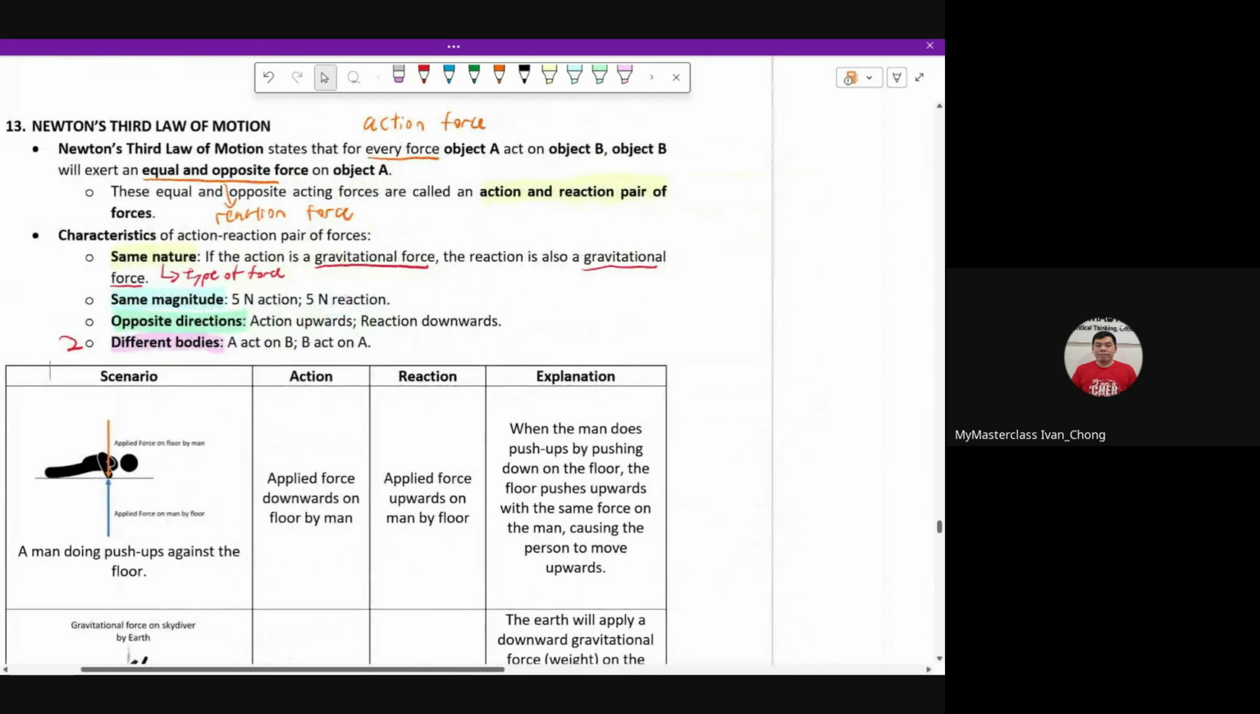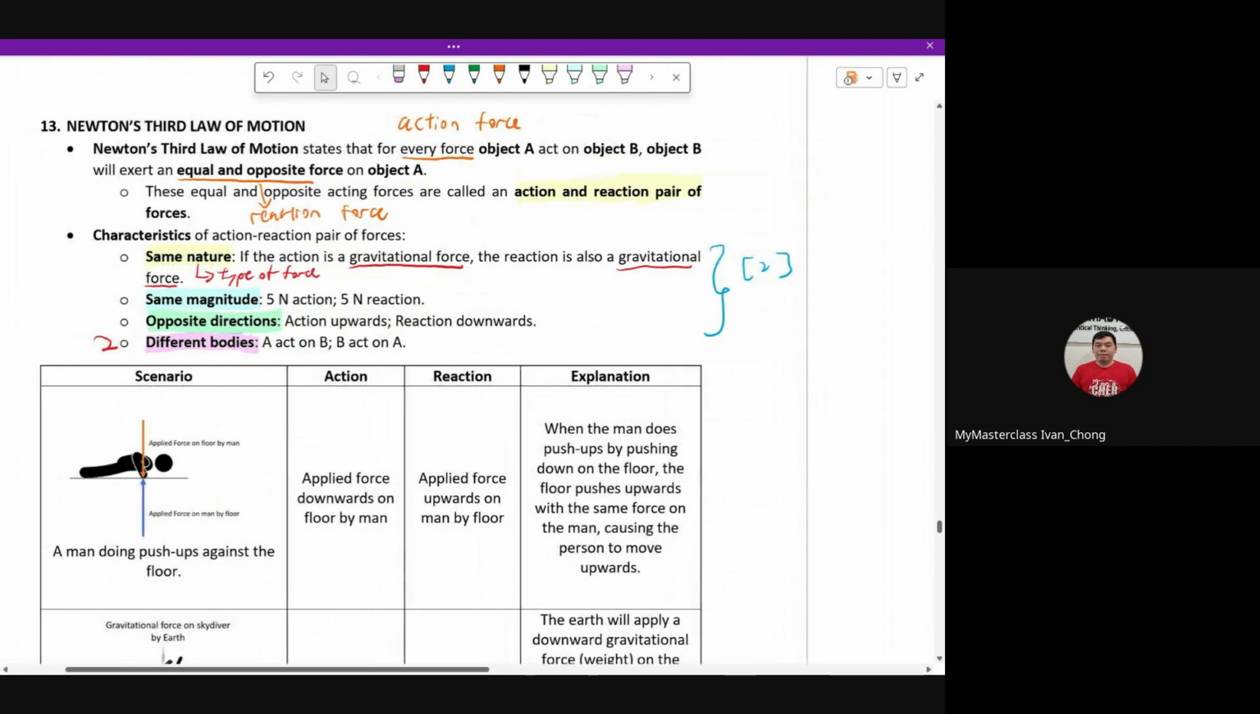Now, just be careful. If it's a 2-mark question, you need to include all 4 of them. If it's just a 1-mark question, just add in the ones that you remember. Okay, so if you want to play it safe, just remember all of them and use all of them in your explanation itself.